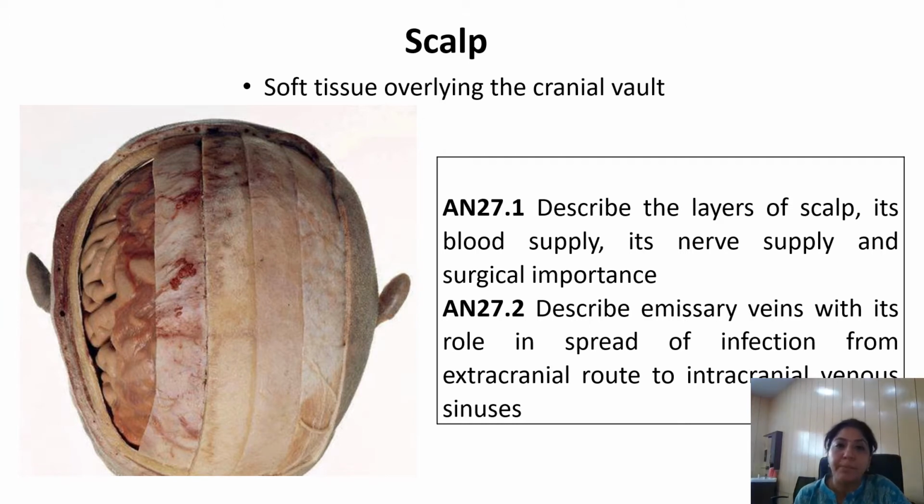We will be studying two competencies regarding scalp. These are: describe the layers of scalp, its blood supply, its nerve supply and surgical importance; and describe the emissary vein with its role in spread of infection from extracranial root to intracranial venous sinuses.